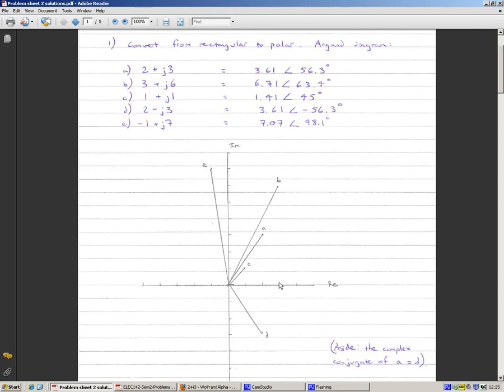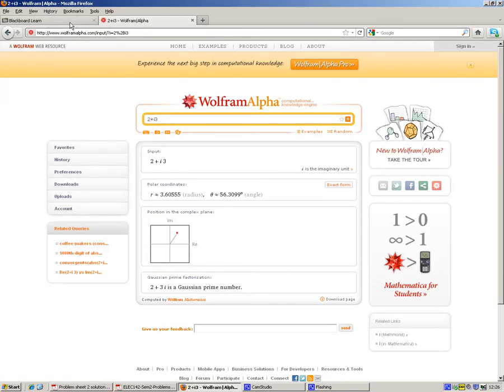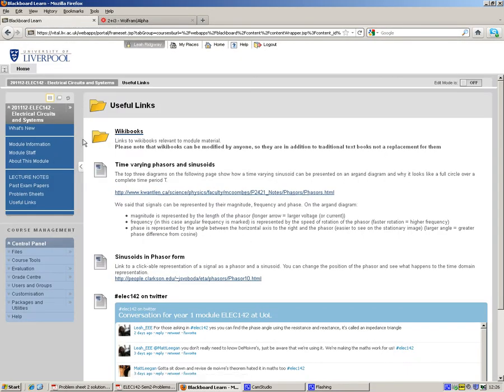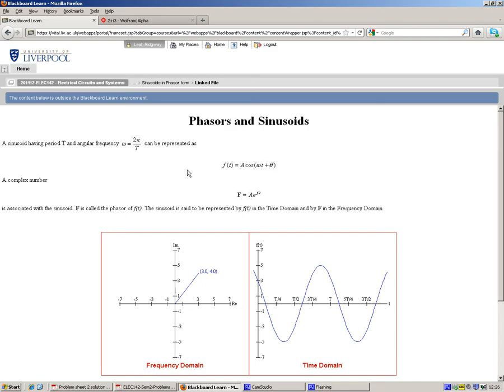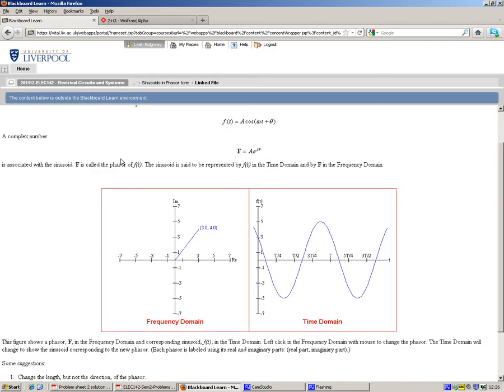If we look at our Argand diagram, we can see we've got the same diagram as we had on Wolfram Alpha. The other thing I wanted to draw your attention to is on Vital, in the useful links section, I've put a couple of useful links, as you'd expect given the name. Here we've got sinusoids in phasor form. So if we click through, this brings us to a web page which you can look at in its own environment if you want to.